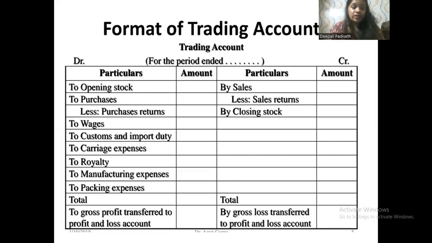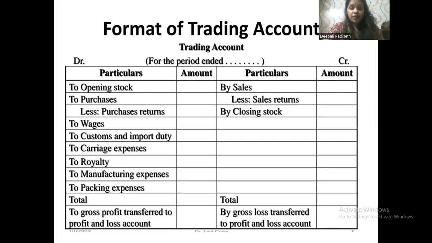Okay, next is royalty. It refers to the amount paid to the owner for using his rights. We give this direct expense to the owner directly. Manufacturing expenses, these expenses are spent on gas, electricity, water and fuel to run the factory. Packing expenses, this amount is paid to the people for packing the purchased goods to bring them to the factory.